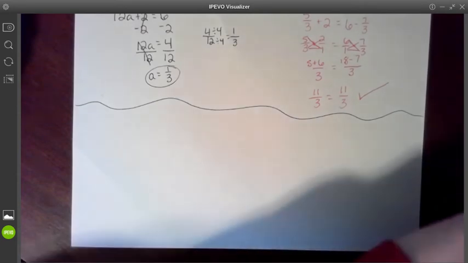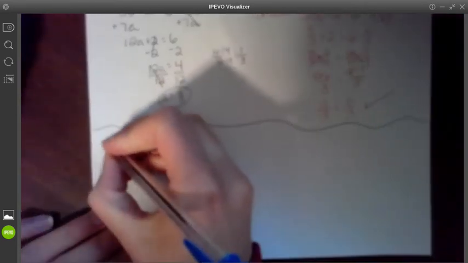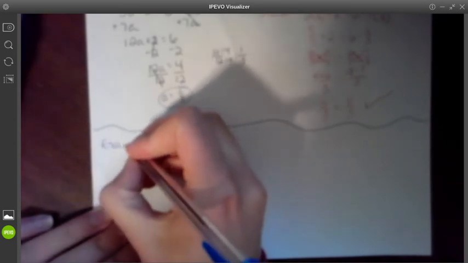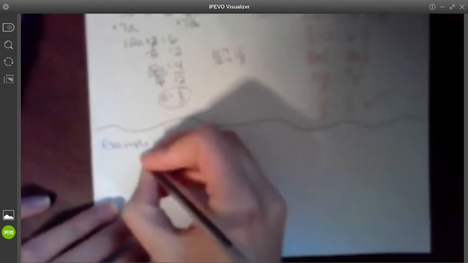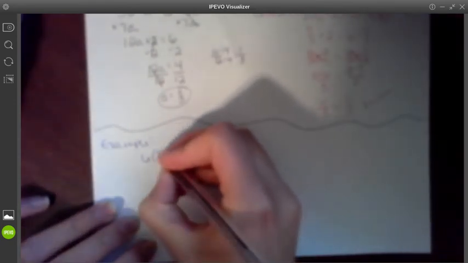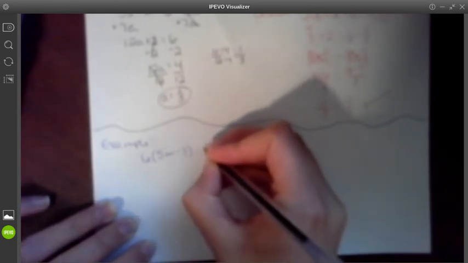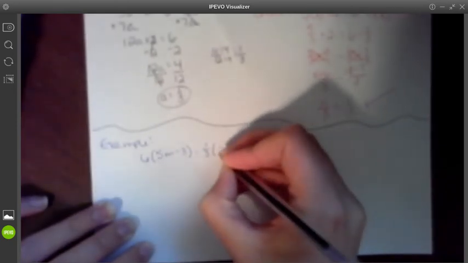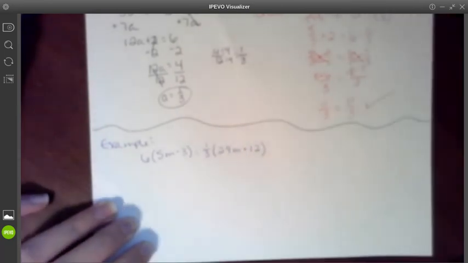So there's another kind of example I want to look at. Okay, let's do another example. And let's do 6 times 5m minus 3 equals 1/3 times 24m plus 12.